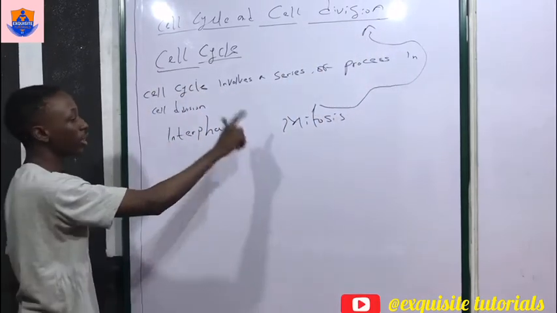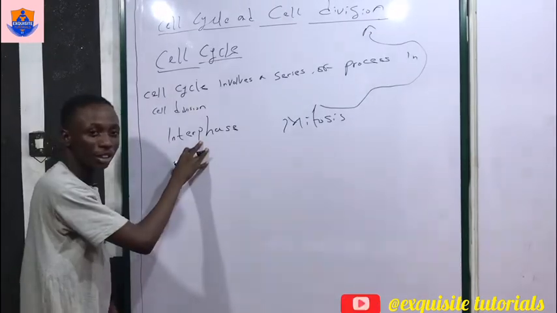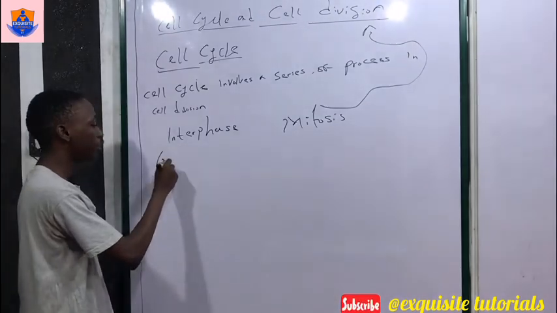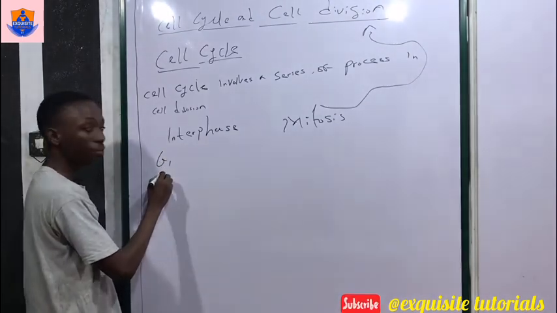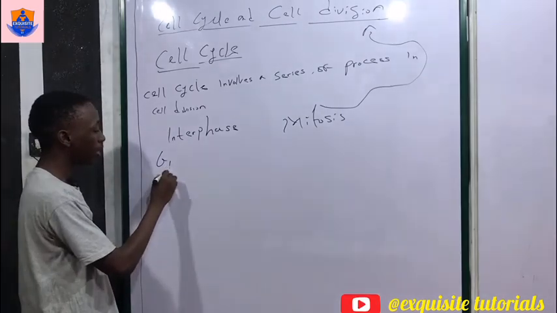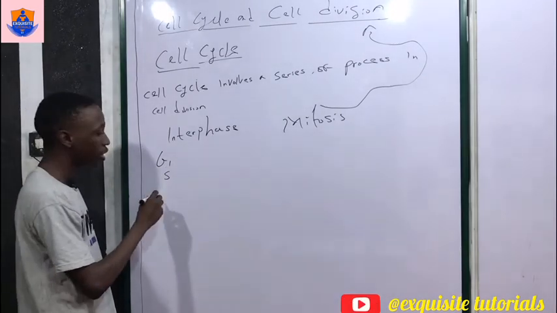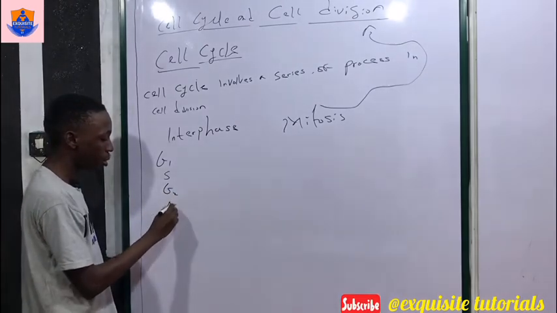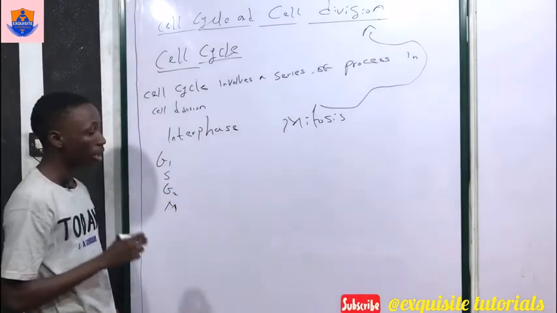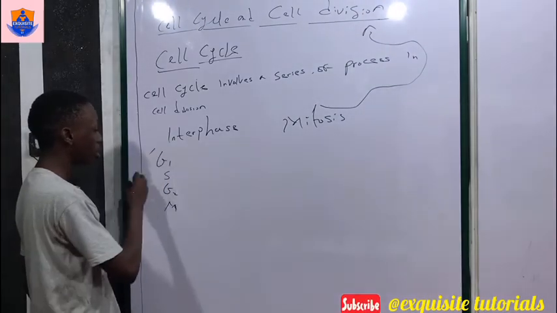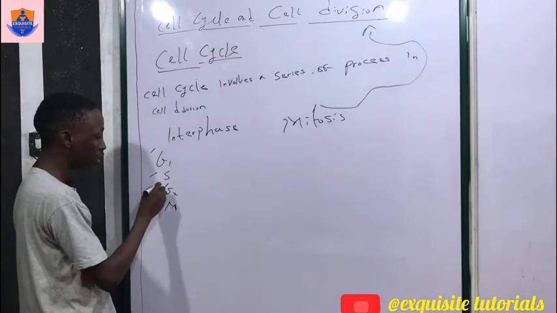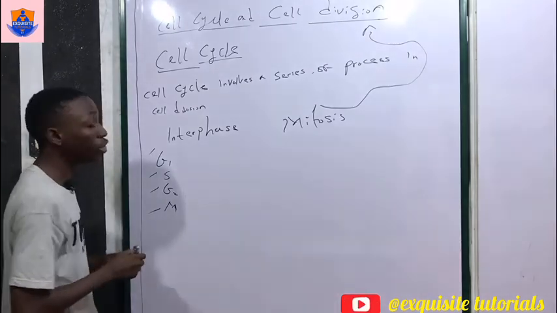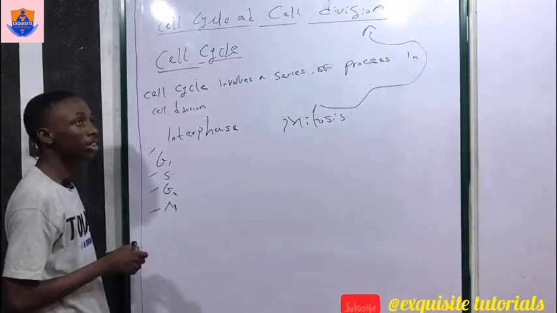Now, the interphase stage is divided further into different stages. We have the G1 stage. After the G1 stage, we have the S stage. After the S stage, we have the G2 stage. After the G2 stage, we have the M stage. So we have the G1, the S stage, the G2 stage, and then we have the what? M stage.